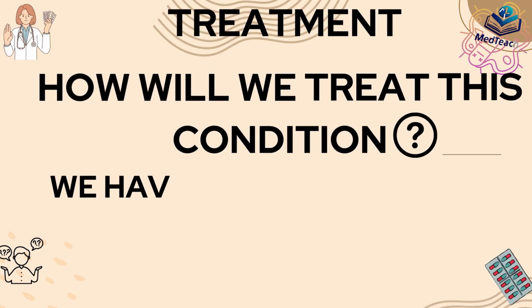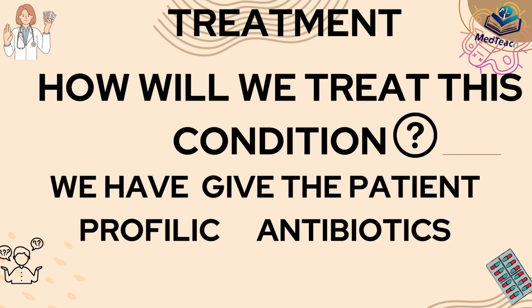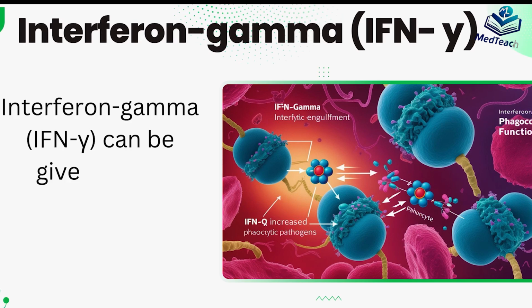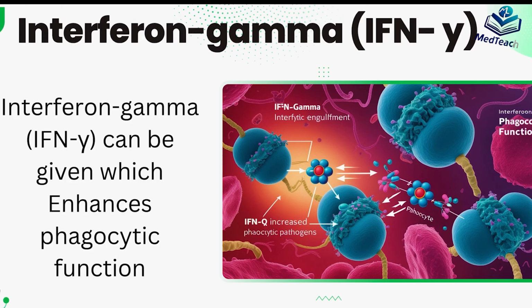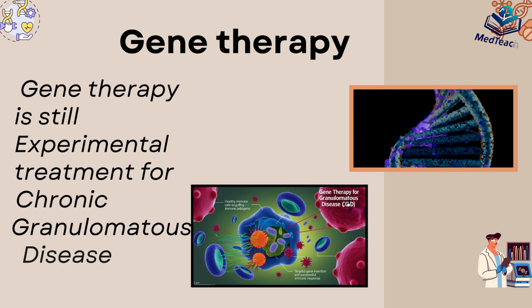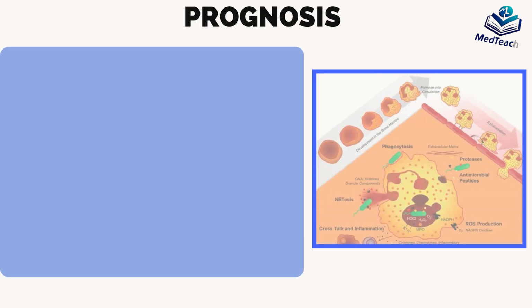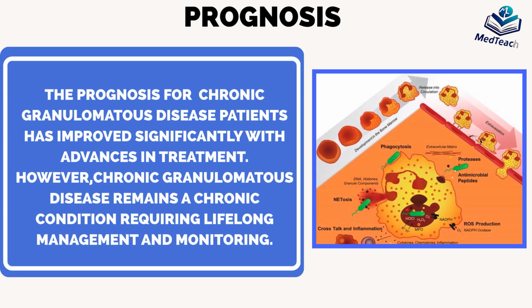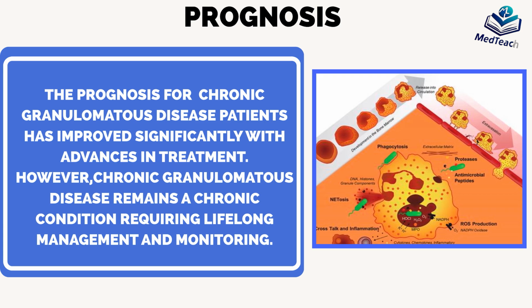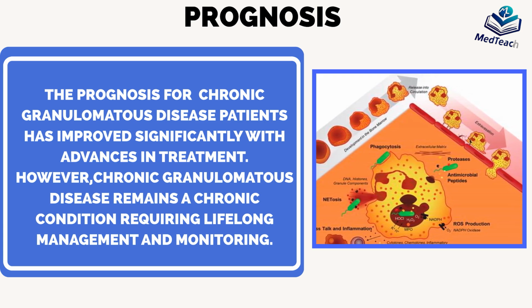How will we treat this condition? We have to give the patient prophylactic antibiotics to prevent infections. Interferon gamma can be given, which enhances phagocytic function. Curative treatment for chronic granulomatous disease is, however, bone marrow transplantation, whereas gene therapy is still in the experimental stage for chronic granulomatous disease. The prognosis for chronic granulomatous disease patients has improved significantly with the advances in treatment. However, chronic granulomatous disease remains a chronic condition requiring lifelong management and monitoring.